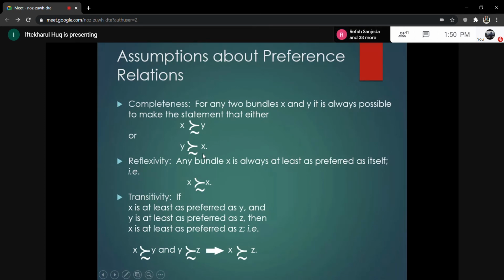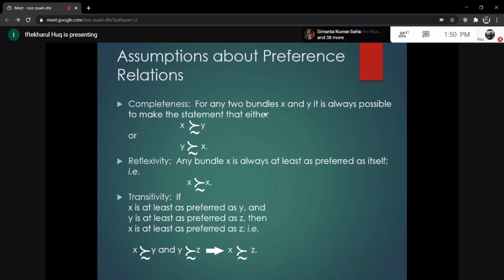Okay, I'm not talking about the same person here. I'm talking about just two different relationships. One person can see this and make such a statement, and another can see two other bundles and make such a statement. But the point is, as long as I give you two bundles and you can make some ranking, that matters. That will fulfill the assumption of completeness.